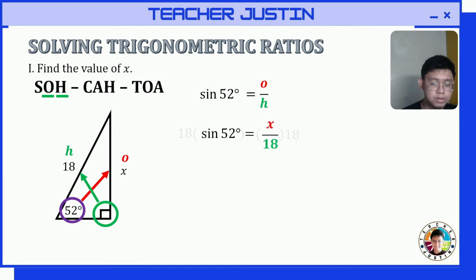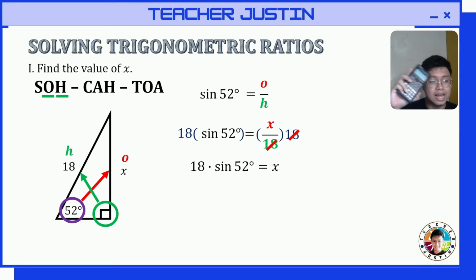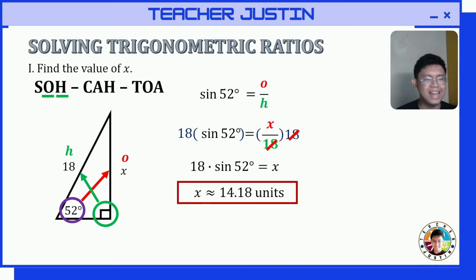Let's multiply both sides by 18 to isolate the variable x, giving us 18 times sine 52 degrees is equal to x. Let's use our scientific calculator to compute the product of 18 and sine 52 degrees. And that will give us the approximate value of x, which is 14.18 units. And that will be our final answer.